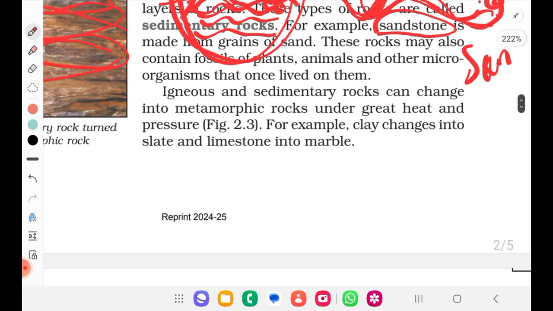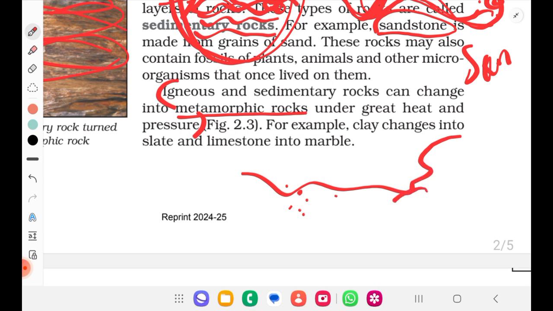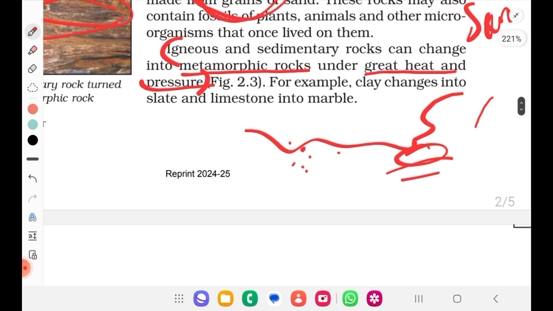Then, igneous and sedimentary rocks can change into metamorphic rocks under great heat and pressure. So how is metamorphic rock formed? Because of sedimentary rocks and igneous rocks, once they are changed because of high temperature and pressure, if another rock forms, that is metamorphic rock. For example, clay changes into slate and limestone into marble.